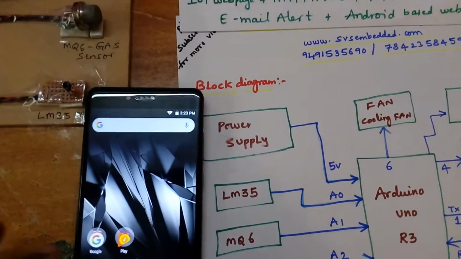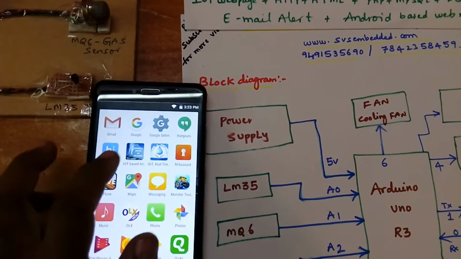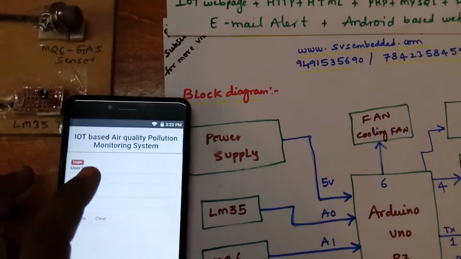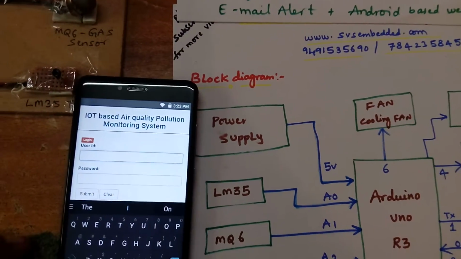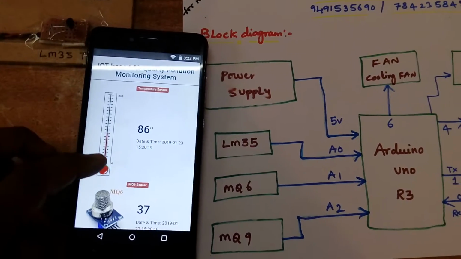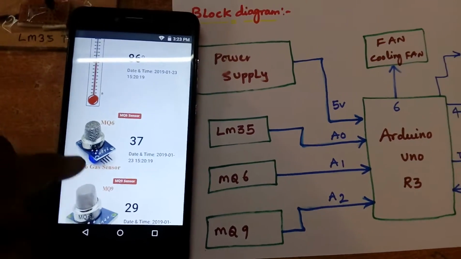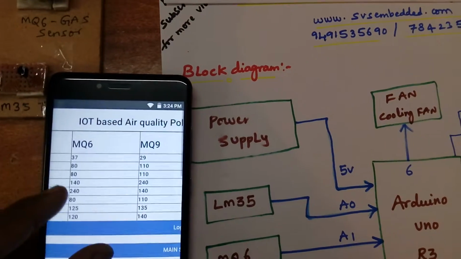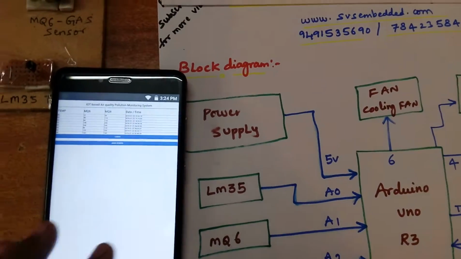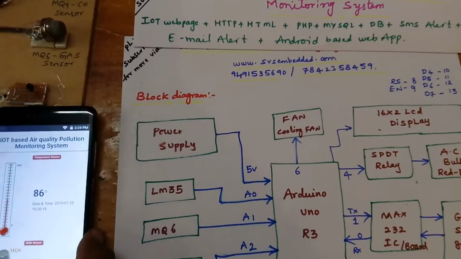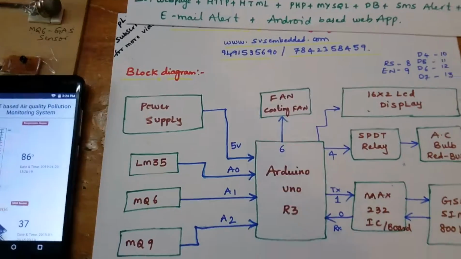Now here we have an IoT web page. We need to give the user ID and password. I have given the user ID and password, and it shows temperature, MQ6, MQ9, and the full data. So these are the values. Okay, this is the main screen.